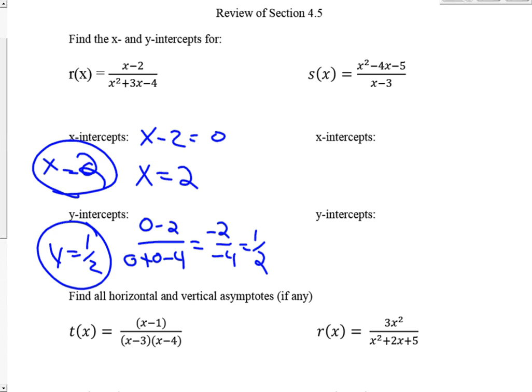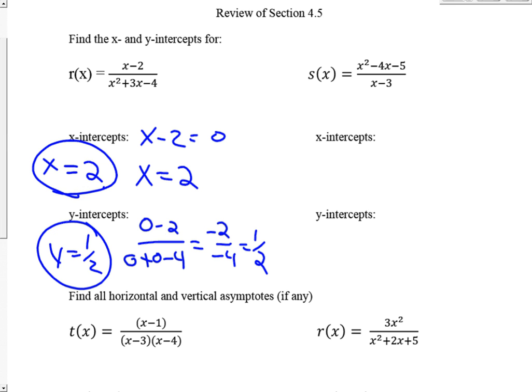Okay? That's what it says, x equals 2. Plug in 0. So the x-intercept, you set the numerator equal to 0, the y-intercept, you plug in 0 for x.